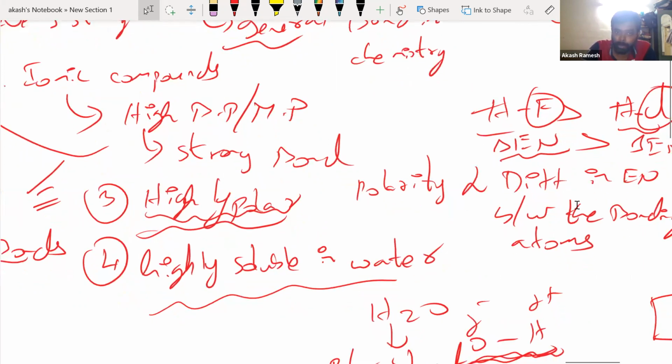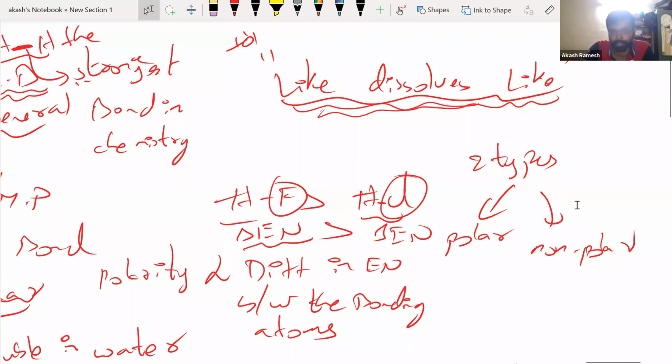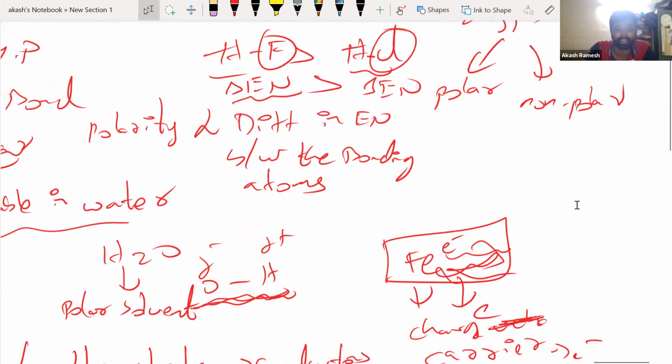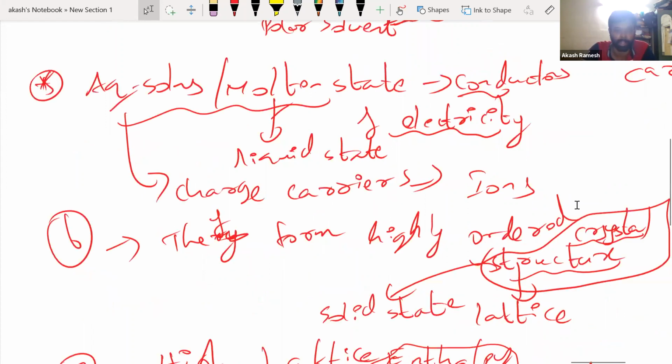Since they are highly polar, they are going to be soluble in water, because water is a polar solvent. I asked you to remember the phrase "like dissolves like". There are only 2 types, polar and non-polar. Polar solutes dissolve in polar solvents, non-polar solutes dissolve in non-polar solvents. Then we said that their aqueous solutions or molten states are good conductors of electricity, because they have ions, the charge carriers. For anything to be a conductor, I should have free charges, which should be able to move inside the conductor. Only then will they be good conductors of electricity. Since the ions are charges, they are responsible for the conduction.